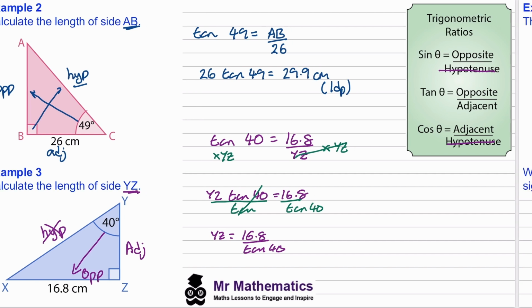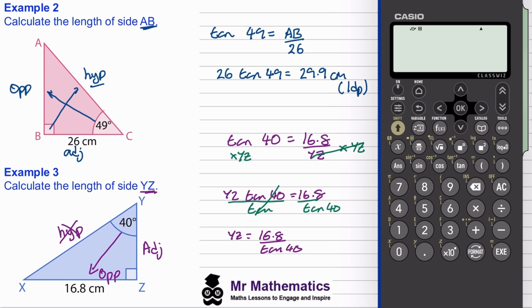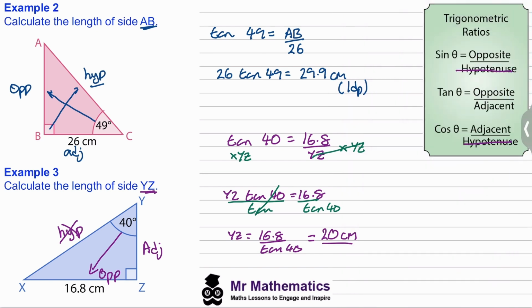If we go to our calculators, we can enter the fraction 16.8 divided by the tan of 40. And we get approximately 20 centimeters. Okay? So when we have questions like this, when the unknown is on the denominator, we need to use a bit of algebra to make this the subject. Let's try example 4.